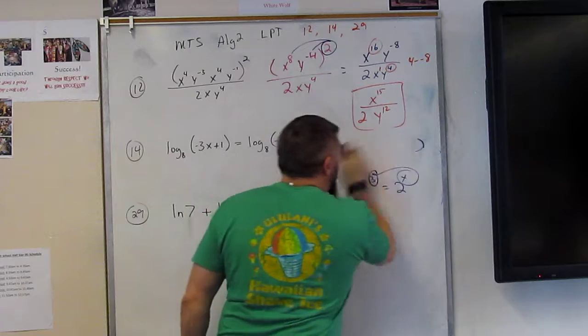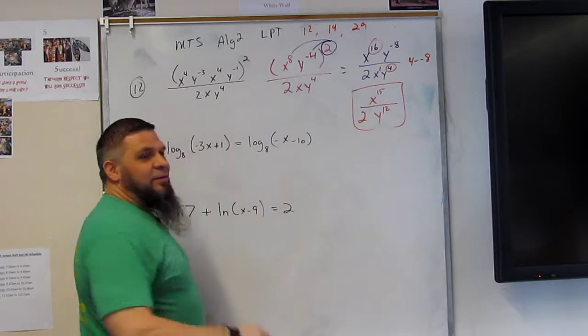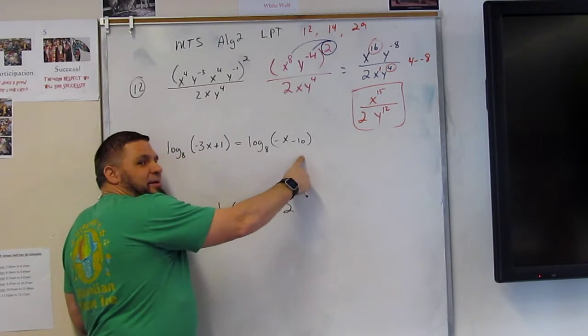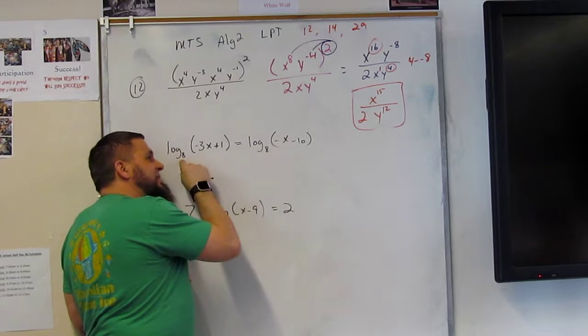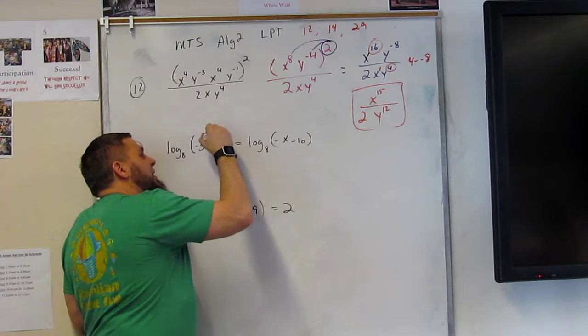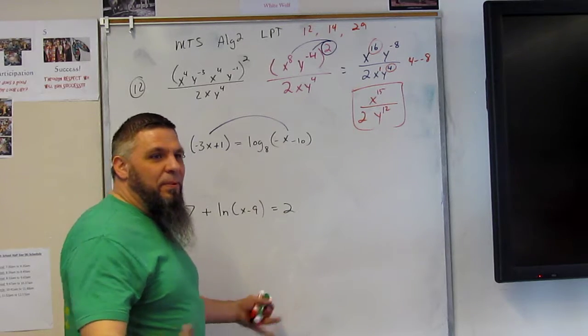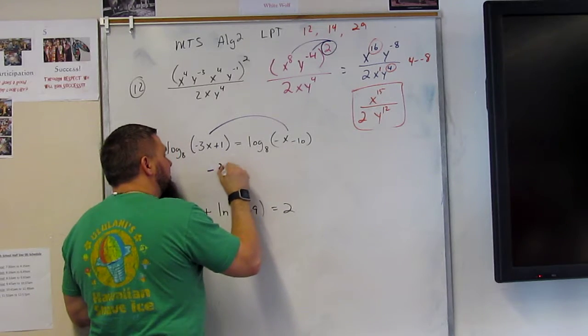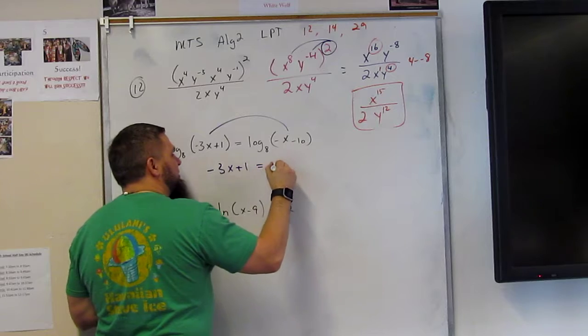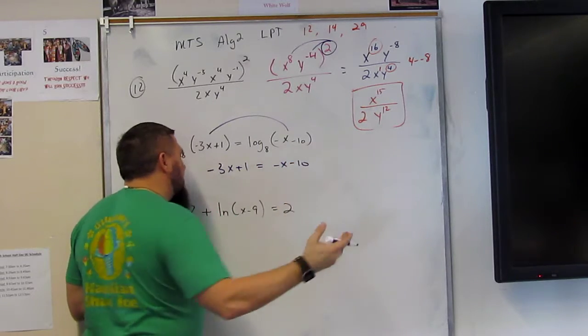Okay, alright, cool. So if the bases are the same, this is equal to this. Is that simple? Negative 3x plus 1 is equal to negative x minus 10. That's all.